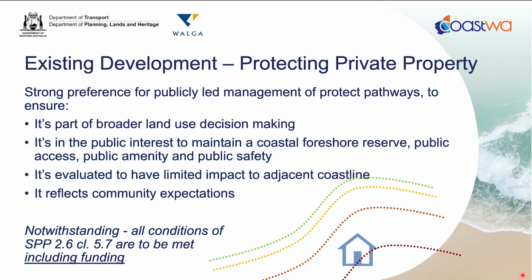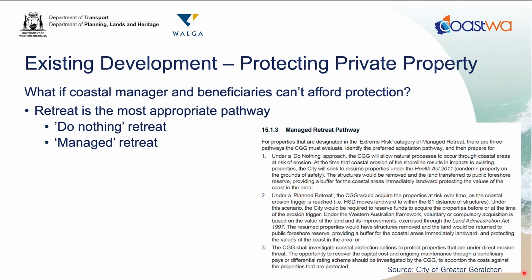Obviously, protecting private property would be undertaken if it's evaluated to have limited impact on adjacent coastlines, and of course, if it reflects community expectations. Really important, all conditions of SPP 2.6 would need to be met, including funding. Here's an interesting example of protecting private property. What if the coastal manager can't afford protection? In that case, retreat is the most appropriate pathway, and that can be either one of two pathways. And that could be a do-nothing retreat, which is essentially letting it fly, or a managed retreat, so planning it.